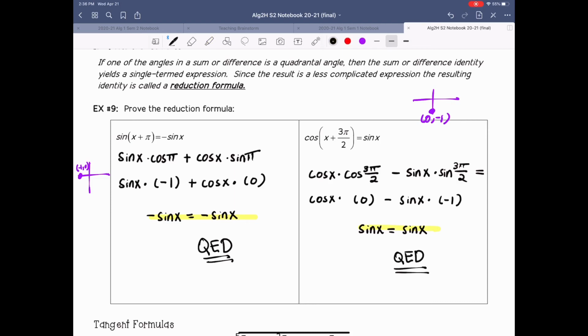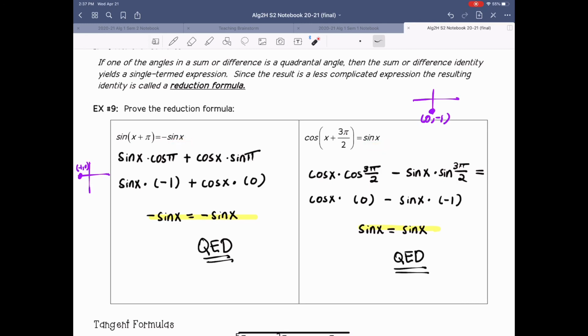All right? So that is just the way that we prove the reduction formulas. Again, we proved that both sine of x plus pi and cosine of x plus 3 pi over 2 equals the right-hand side of the equal sign.